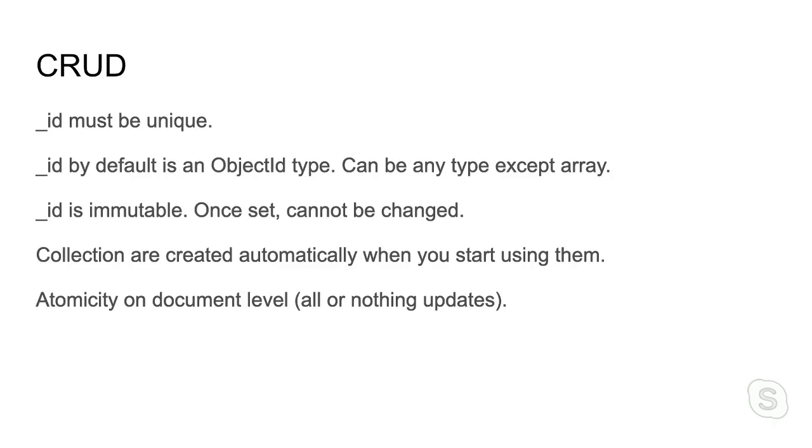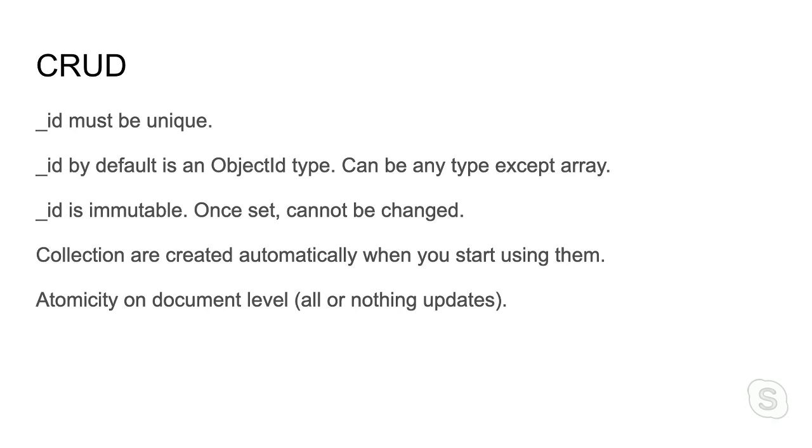First of all, you must know the underscore ID must be unique, something like a primary key in SQL databases. By default, it's an ObjectId data type. It's a long hash string which has some information about the timestamp when it was created and some unique part, making the underscore ID unique. This underscore ID can be any type you want. It can be a string, a number, whatever you want. And of course, it's immutable, so you cannot change it after you create the document.